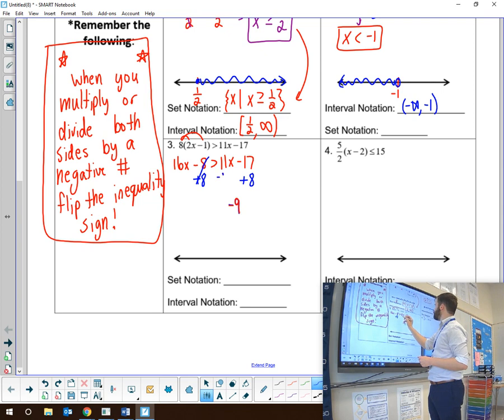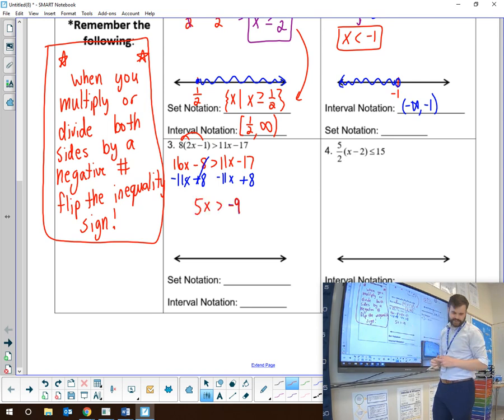And I'm going to subtract 11x from both sides. And so that's going to give me 5x is greater than negative 9. Okay, to solve for x, we're going to divide both sides by 5. And that's going to leave me x is greater than negative 9/5.